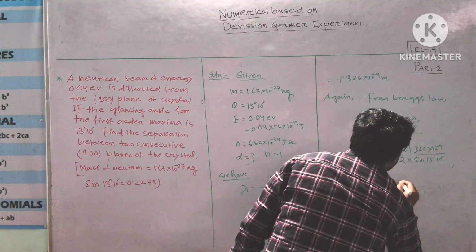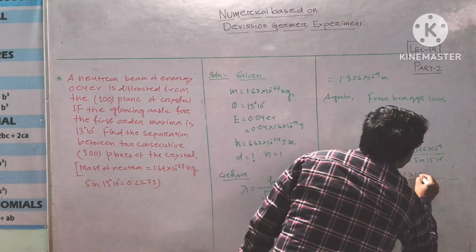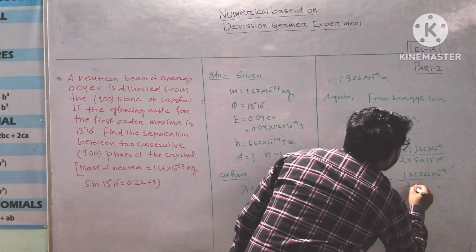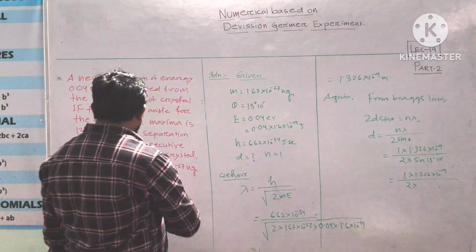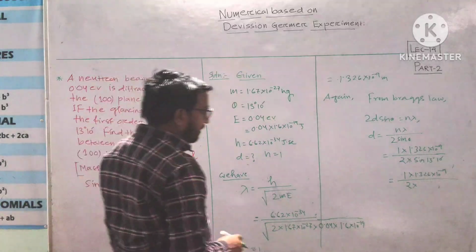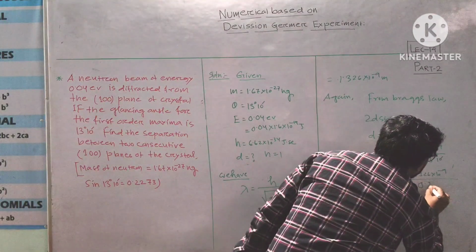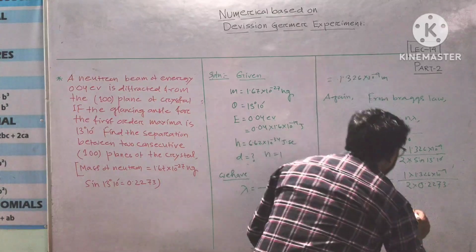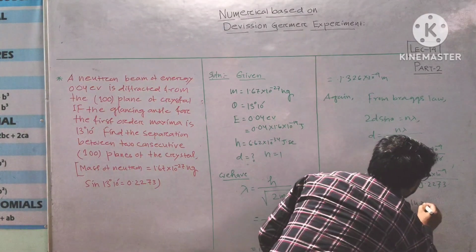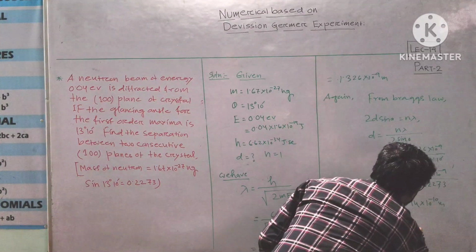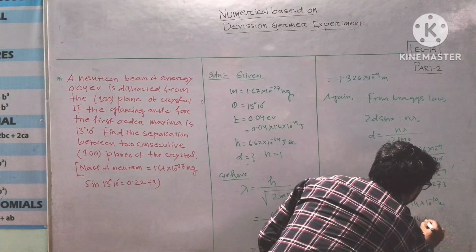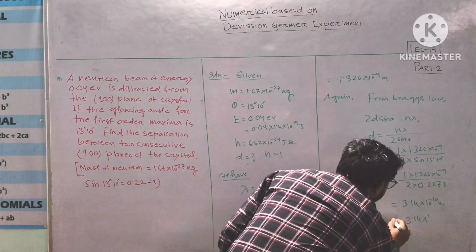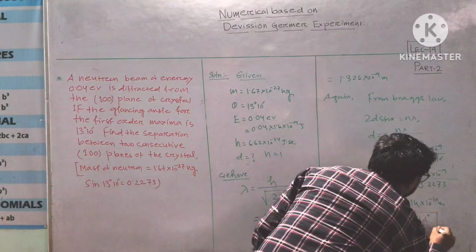Again, we can write 1 into 1.326 into 10 to the power minus 9, divided by 2 into sin 13 degree 10 minute, which is equal to 0.2273. After solving this part, we will get 3.14 into 10 to the power minus 10 meter, and this is equal to 3.14 angstrom, because we know that 10 to the minus 10 equal 1 angstrom. So this is the interplanar spacing.